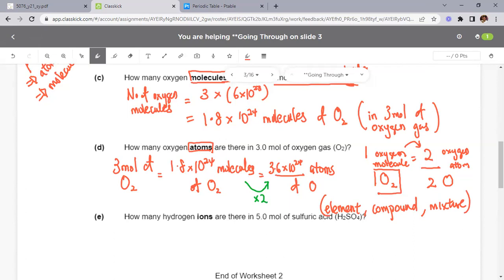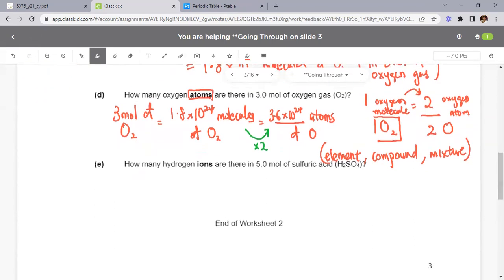Okay. So I'm going to do the last one. How many hydrogen ions are there? Instead of me doing it, let y'all do it. I want y'all to start with this first. Instead of straight away going to hydrogen ions, I want you to do part 1 first. Part 1 is to ask how many particles of H2SO4 are there in 5 mole?